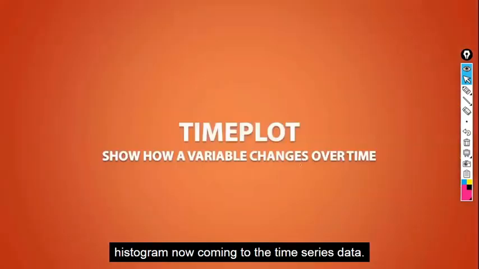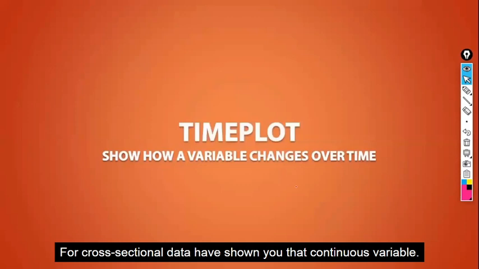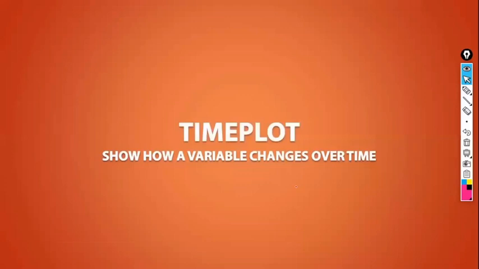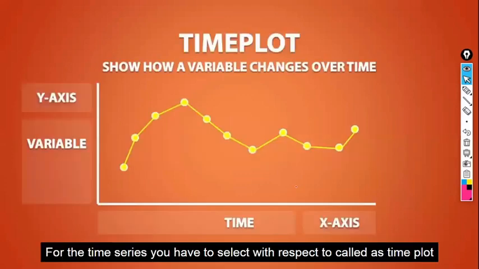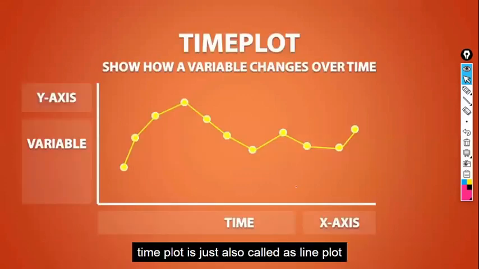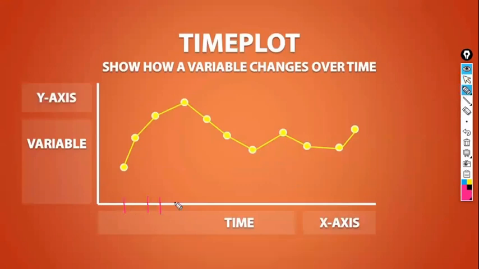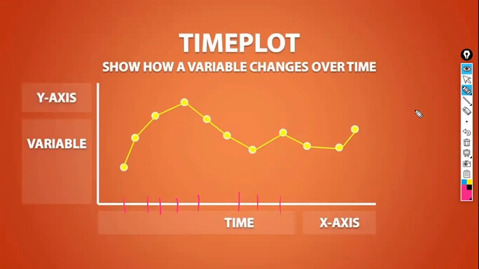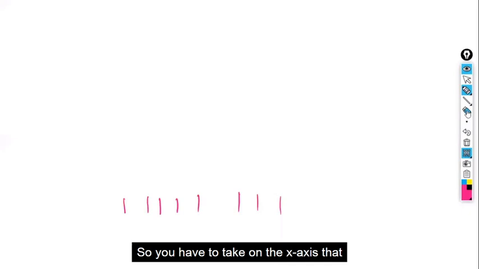Now coming to the time series data. For cross-sectional data, I have shown you that for a continuous variable you go with the histogram, and for a discrete variable you go with the bar plot. Now for the time series, you have to select the time plot, which is also called a line plot. As the time changes on the x-axis, you see how the value changes. So you take the time value on the x-axis.